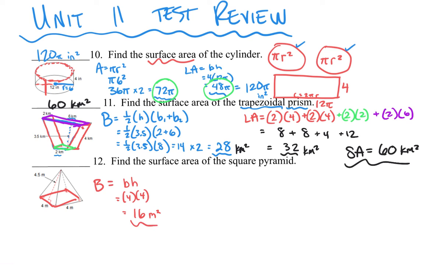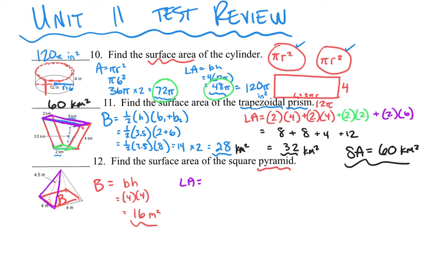Now this one's a little different. Because it's a pyramid, it only has 1 base. It's not like the prisms and the cylinders that had 2 bases. So this guy's only got 1 base. And another difference is our lateral area isn't going to be rectangles. Our lateral area is made up of these triangles.